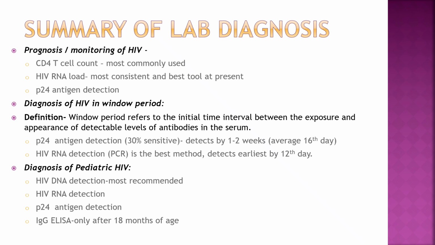Window period is the initial time interval between exposure and appearance of detectable levels of antibodies in the serum. P24 antigen detection detects by 1 to 2 weeks. HIV RNA detection, a PCR-based method, detects earliest, by the 12th day. Diagnosis of pediatric HIV: HIV DNA, HIV RNA, P24 antigen; IgG ELISA only after 18 months of age.